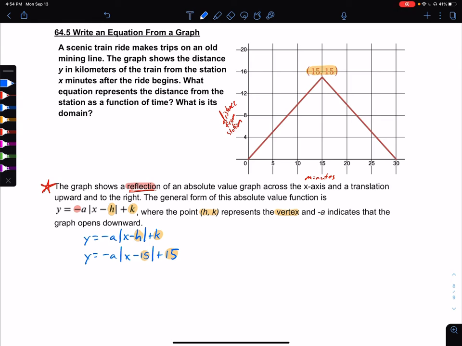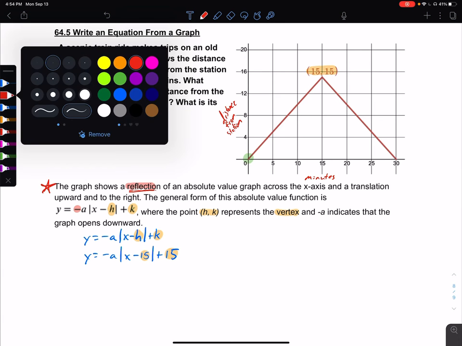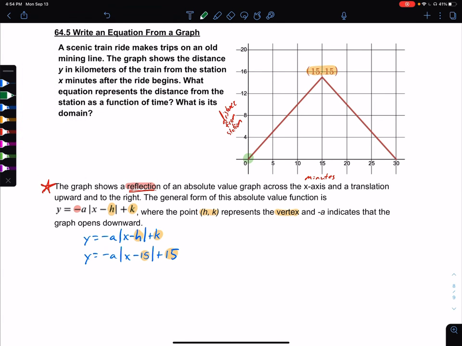Let's change this color. Let's put it green. We have the point 0, 0. So what I can do is take that coordinate point of 0, 0 and plug it in as my x and y values. So I'd wind up with 0 is equal to negative a times the absolute value of 0 minus 15, plus 15.